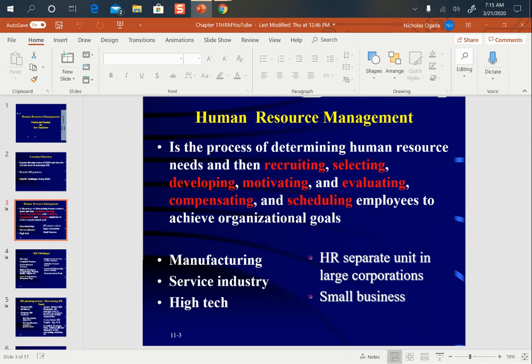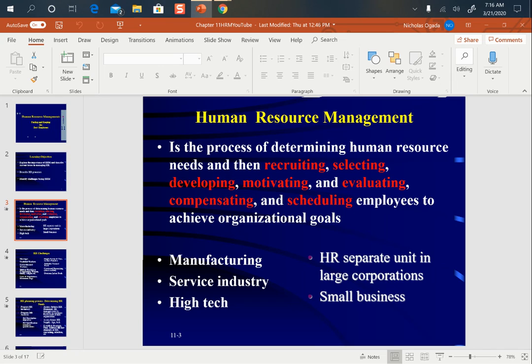So again, you can see it's a very broad definition or explanation, but the point I want to bring out from the definition is that it identifies the processes that are involved in human resource management. So when you're talking about human resource management as a discipline, some of the things that we are referring to are recruitment, selection, development, motivation, evaluation, compensation, and scheduling.